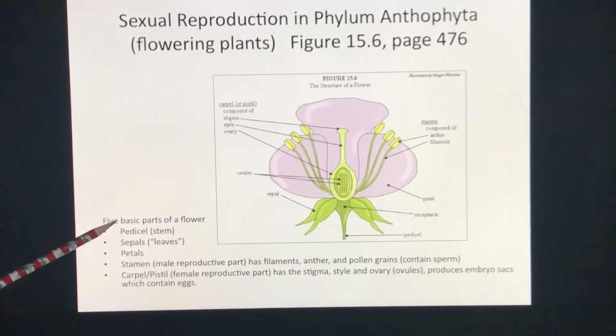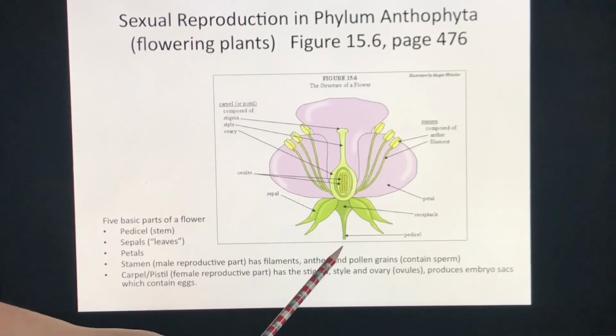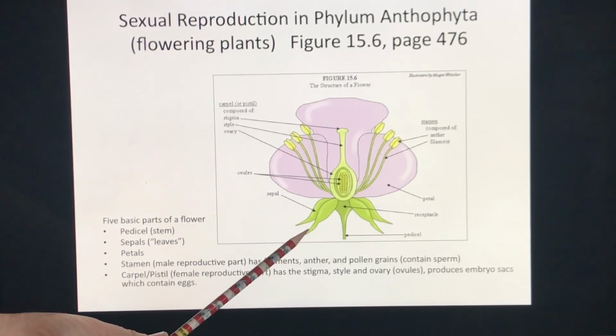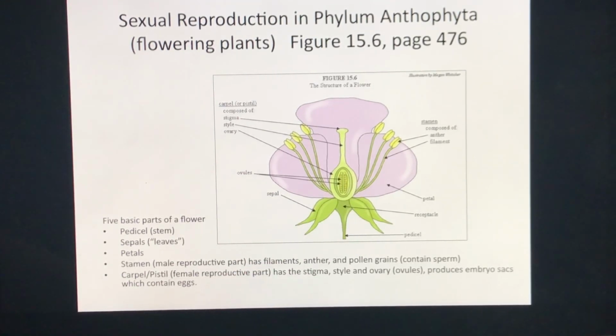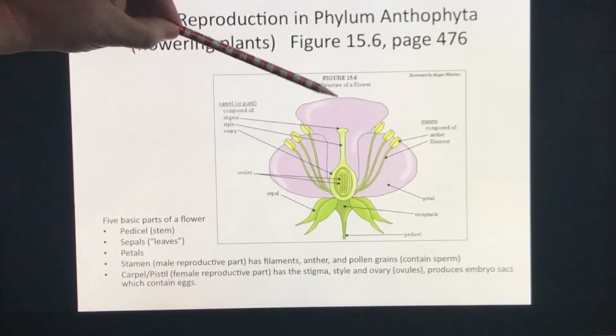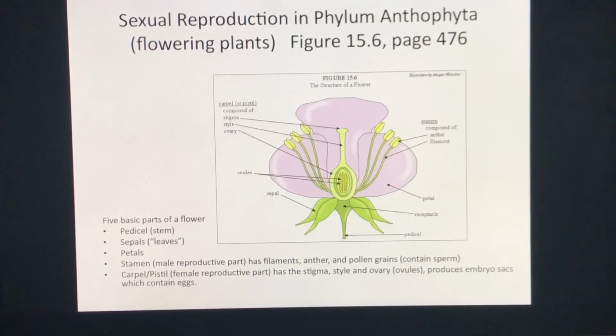So the book groups the basic parts of a flower into 5 basic groups, where you have the pedicel and the sepals, which are these leaf-like projections at the base here. Then the petals, these pinkish colored. The stamen is this collective group over here. It's the male reproductive part.